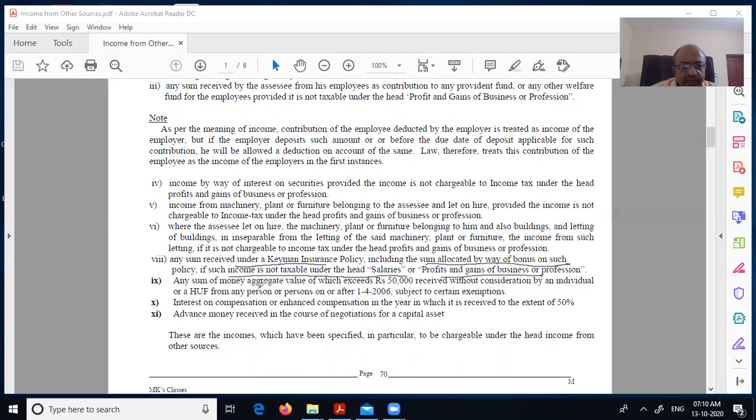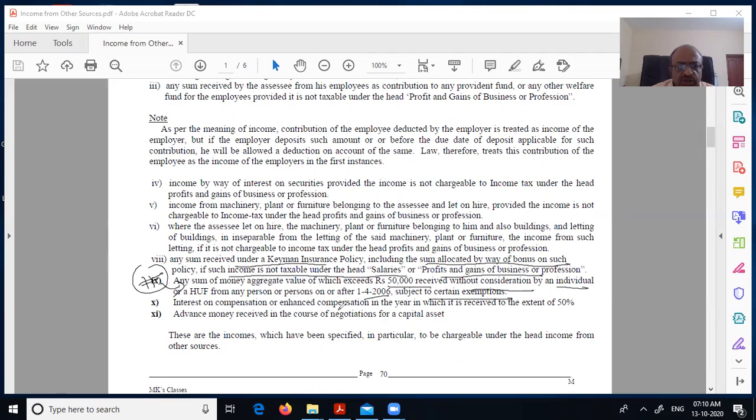Any sum of aggregate value exceeding 50,000 received without consideration by an individual or a HUF from any person on or after the specified date, subject to the provisions. This is the most important thing in this chapter, which is gift basically. We'll look at this in detail.